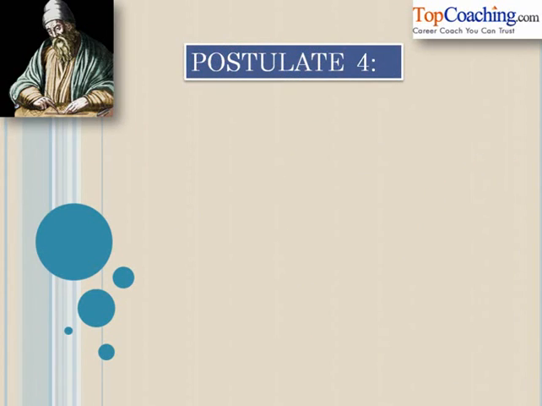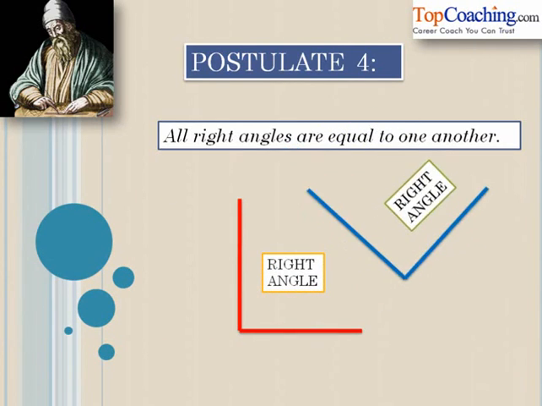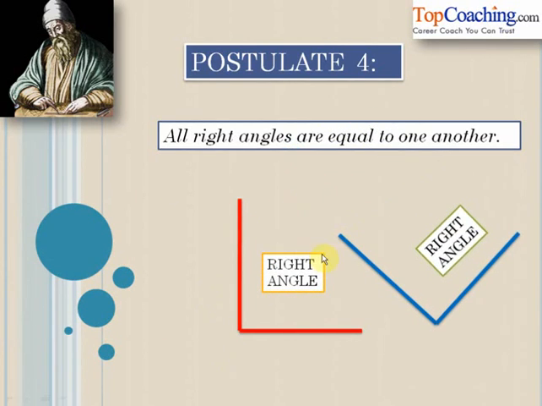Postulate 4 is: all right angles are equal to one another. This postulate is very simple, and it says that all the right angles are equal to one another. So if we take this as a right angle and this as a right angle, then both these angles are actually right angles, and hence both these angles are equal to one another. So all the right angles are equal to one another, and this is postulate number 4.